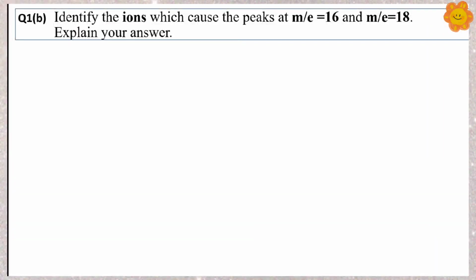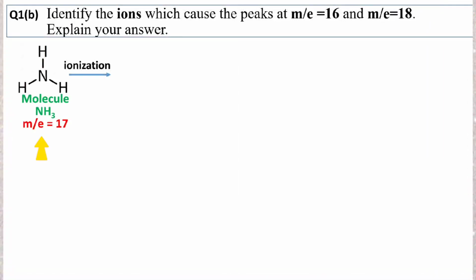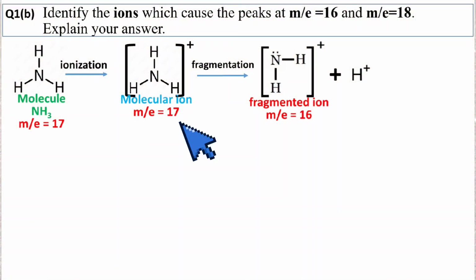Now, let's look at question 1b. The molecular ion formed from the ionization process is unstable. It will break into the following fragments through fragmentation.